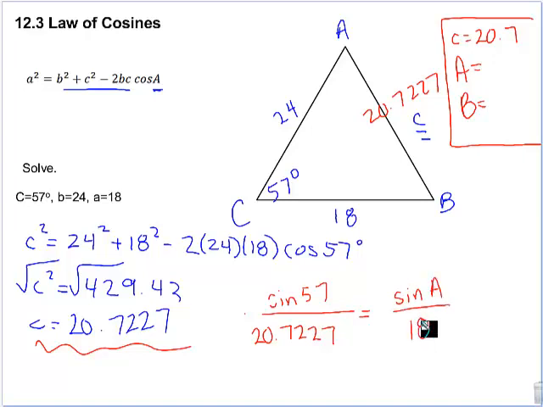How would you get your sine of A alone here? Times by 18. So if you take 18 times the sine of 57 and divide it by the 20.7227, you should get 0.7284. Yep.